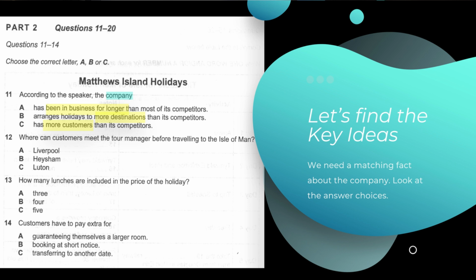We need to match facts about the company. Look at the answer choices. So see here in the question, it says, according to the speaker, the company. Well, the company's now the subject, right? Has been in business for longer. That's a key idea. More destinations. That's another key idea. And more customers. We have to listen for that. Which one's the answer, right?